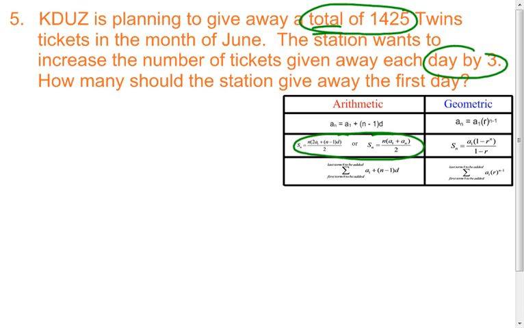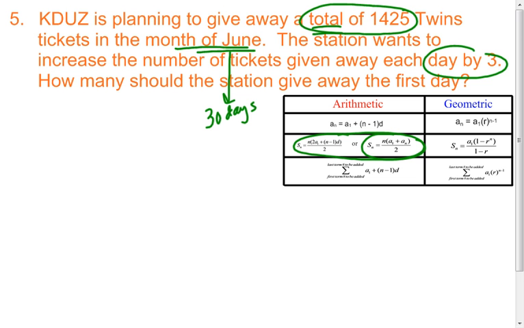If I choose to use the one on the right, then I need to know n, which I do. It doesn't give it to me directly, but I'm doing it every single day in the month of June. And the month of June has 30 days to it. If you didn't know that, it's assuming you did. So there are 30 giveaways that are happening here. So n is 30. Okay?